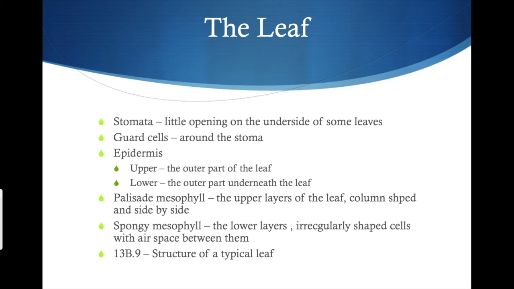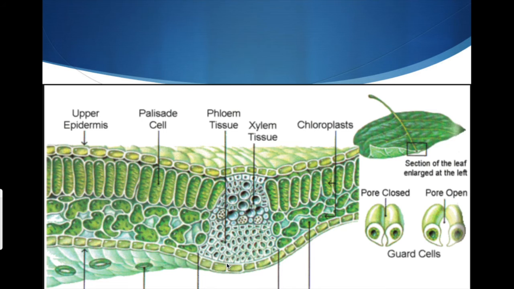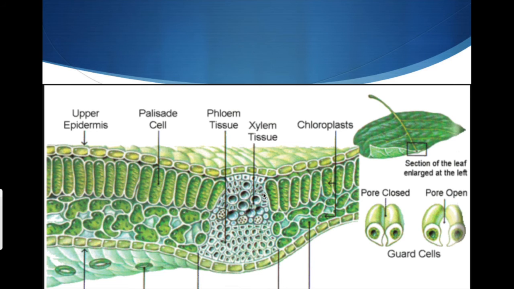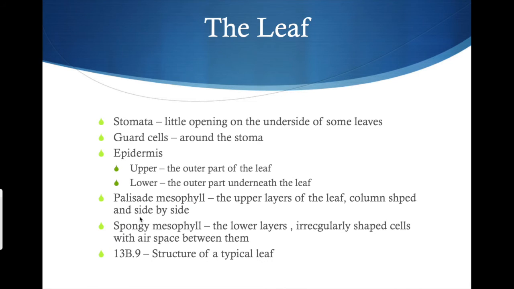The epidermis, you have the upper epidermis as I showed you, and the lower epidermis, right? This area is the dermal tissue, okay? Palisade mesophyll is the upper layer of the leaf right here. And then you have the spongy mesophyll, the lower part, irregularly shaped cells with airspace between them. On image 13b9 in your book, you can see the structure of a typical leaf.